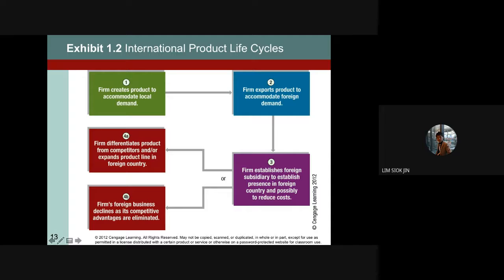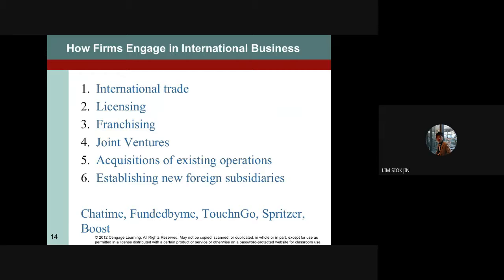Okay, 4A and 4B, the firm then differentiates the product from the competitor and expands product line in foreign country, or foreign business declines as competitive advantages are eliminated. So what will happen will be either they expand or they lose out to the competitor. All right. So, moving on.